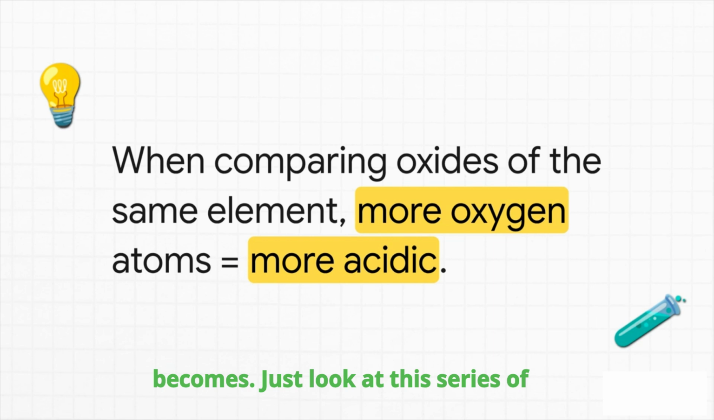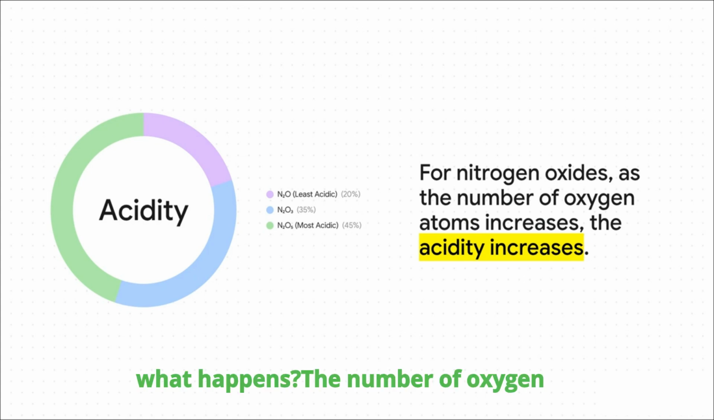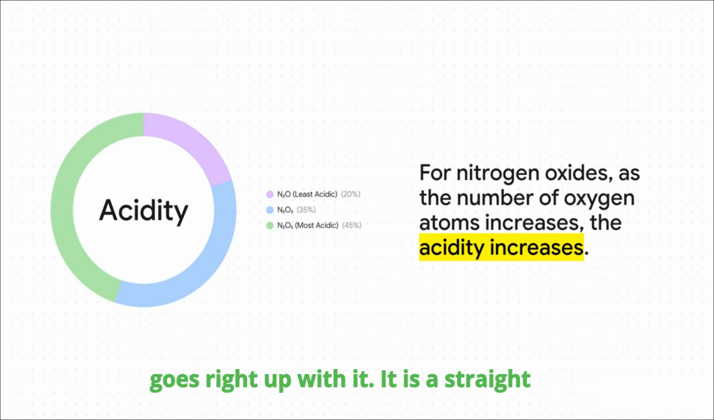Just look at this series of nitrogen oxides. As you go from N2O to N2O3 to N2O5, what happens? The number of oxygen atoms goes up and the acidic strength goes right up with it. It is a straight shot.